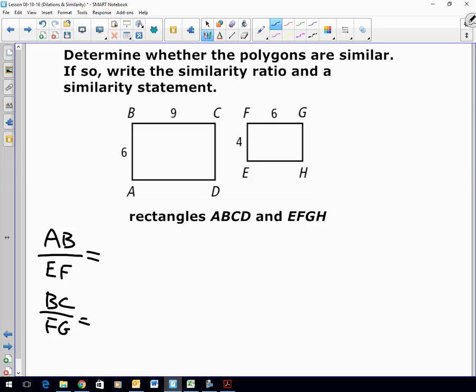What do you think is going to come next? C to D over G to H. I got it. There you go. C to D over G to H. Okay? Time out. What kind of shape is it?